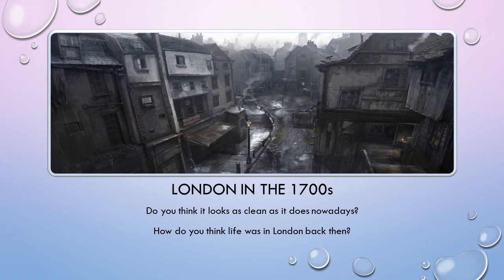And you have two questions to think about. Do you think it looks as clean as it does nowadays? If you look up the word London or England, you'll find that it's very clean. Does it look like that now? It's not like that now. So why do you think that difference happened? And how do you think life was in London back then? Talking about all the things we said about Charles Dickens, you can tell me that London wasn't a really good place for people to live back then.